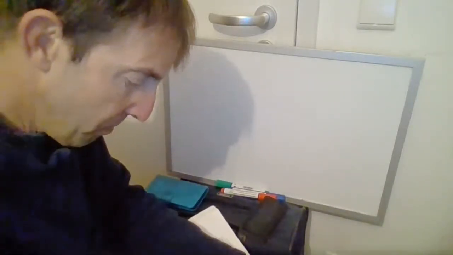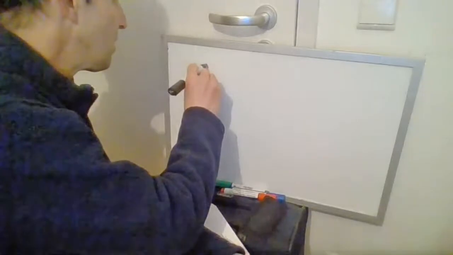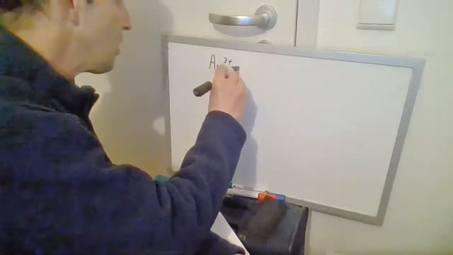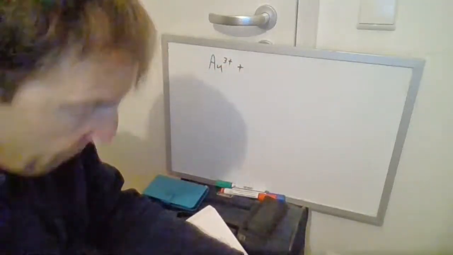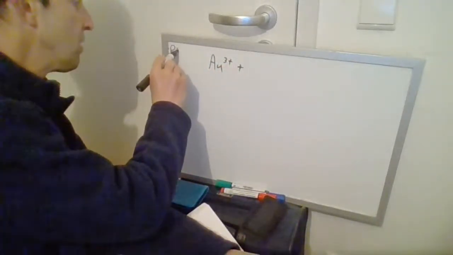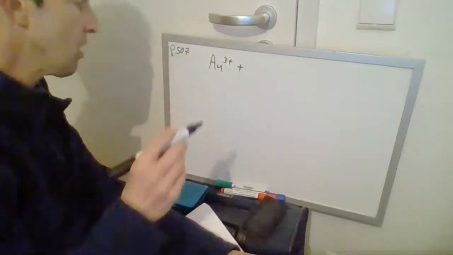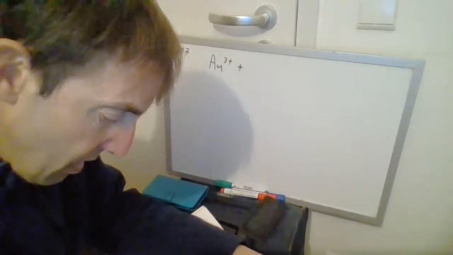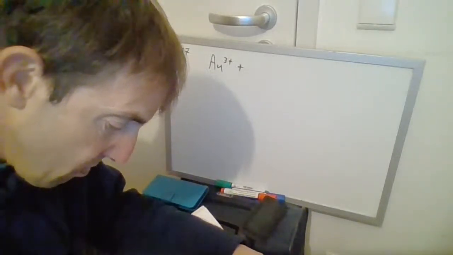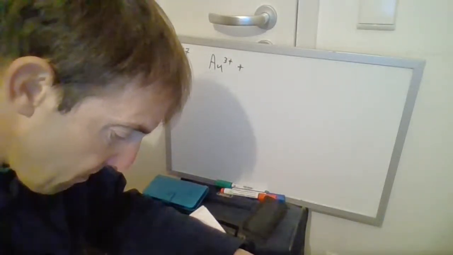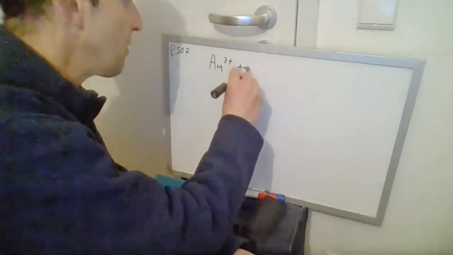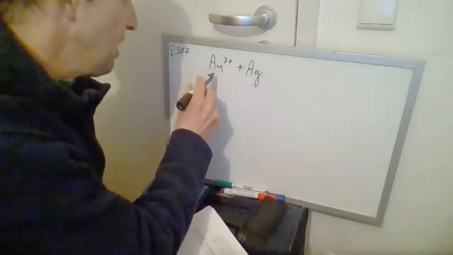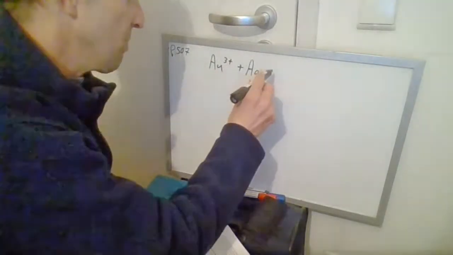Let's begin with gold. So look on page 507, please. So find Au3 plus, okay? And then find Ag. There's a dream reaction, right? Silver, gold and silver. Ah, gold ion and silver metal.